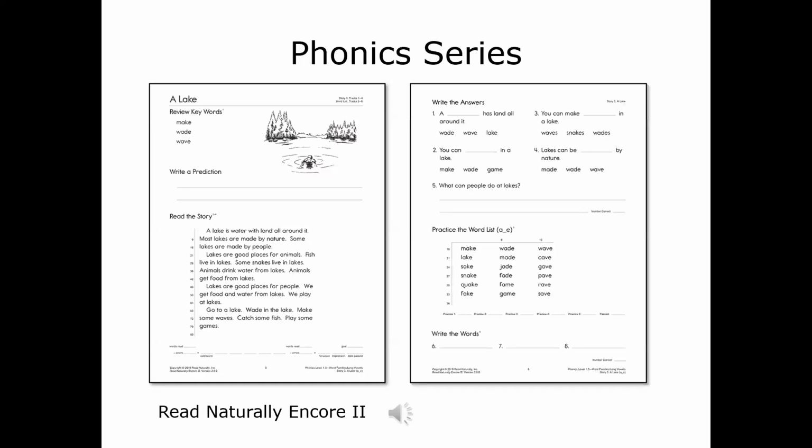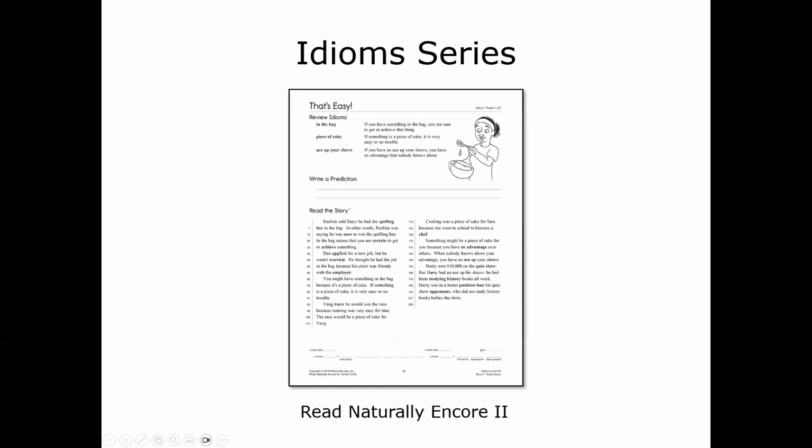And then instead of a summary at the end, the phonics series has a word list, so they practice reading words of a word family, and then they practice spelling words in that word family. So they do decoding and then encoding. And then the idiom series, the keywords are idioms. So they're phrases, and it's in a 3.0 to a 4.5.